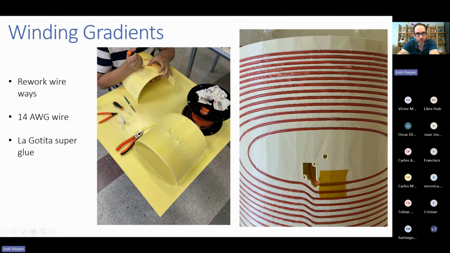Once you do have the gradient coils printed, we have to do a little bit of rework on the wireways. Because of the way the 3D printing works, some of the edges end up being jagged depending on which plane they were printed in. So we use some sanding tools and some cutters to rework those wireways. And we end up gluing the wires into these wireways using la gotita, which is a very common superglue. This is AWG14 wire that we used. And when I say we, I mostly mean Rodney, whose face you can't see here, who is my colleague here at UPA and has just been excellent on this project, Rodney Rojas.